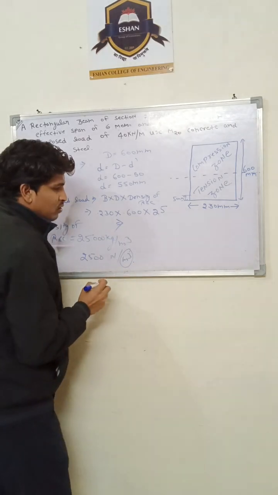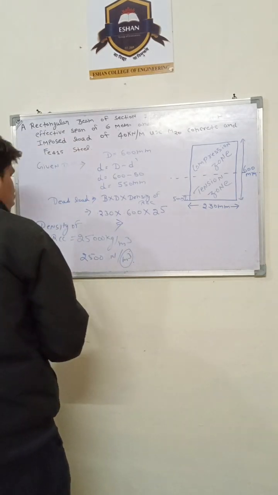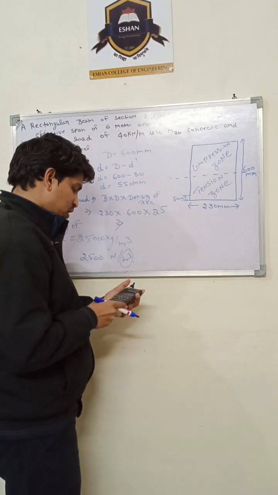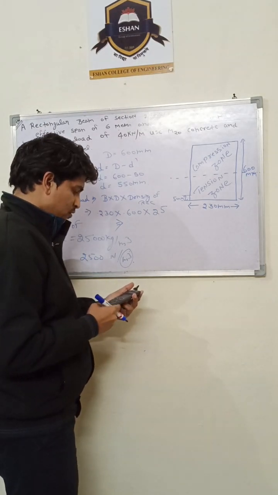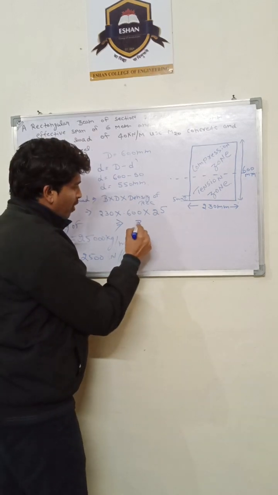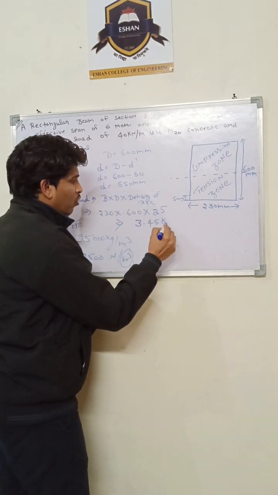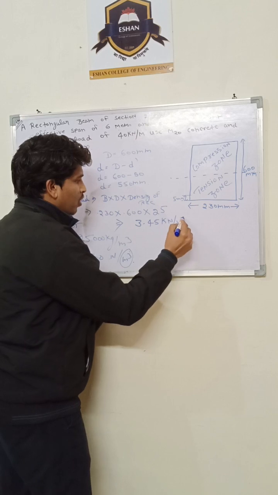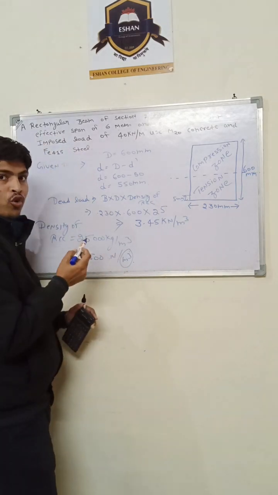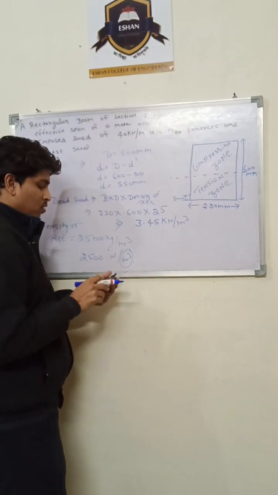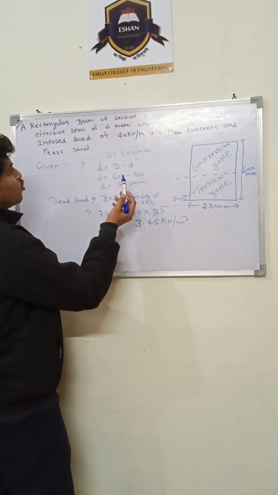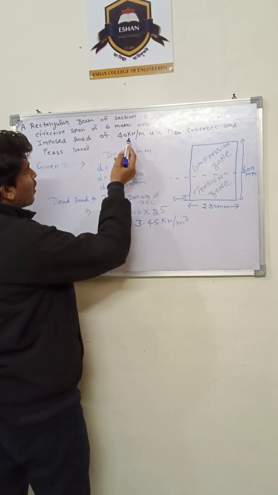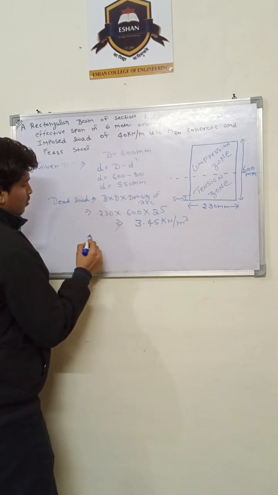So when you multiply all these values, 0.230 and 0.600 into 25, you get the value 3.45 kilonewton per meter. This is the dead load of the beam, and the superimposed load is given in the numerical, which is 40 kilonewton per meter.